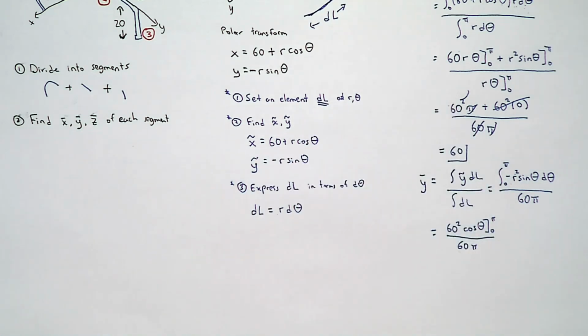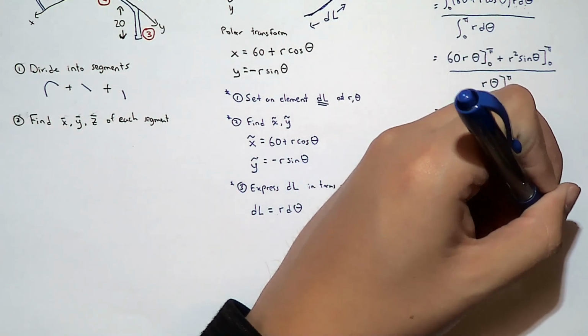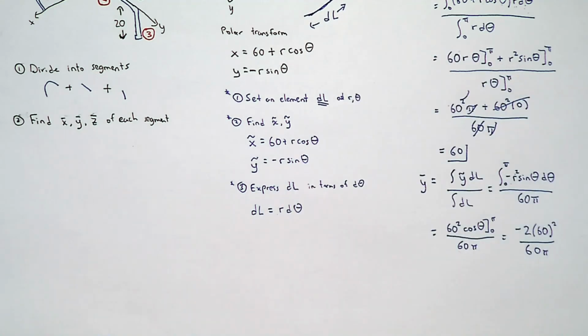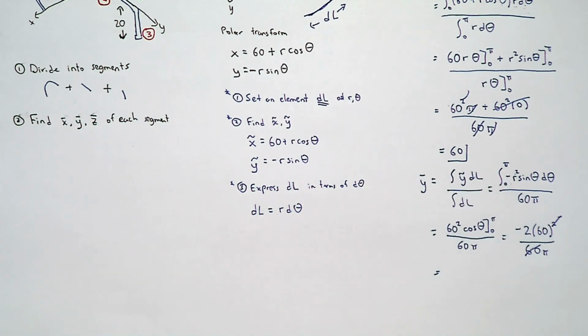Okay? What does this give me? What's cosine of pi? Negative 1. What's cosine of 0? 1. So 60 squared times negative 1 minus 1, that's negative 2, right? So negative 2, 60 squared divided by 60 pi. Notice that one of the 60s cancels out. So we get negative 2 times 60. That's negative 120 divided by pi. How much is negative 120 divided by pi?